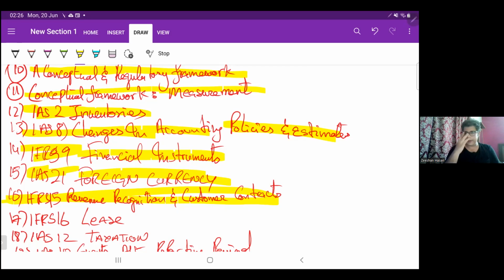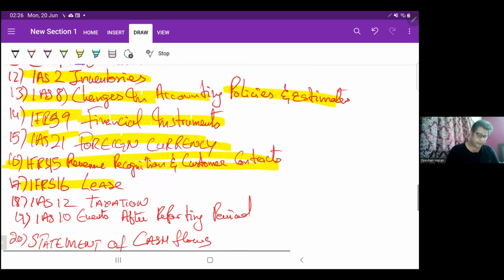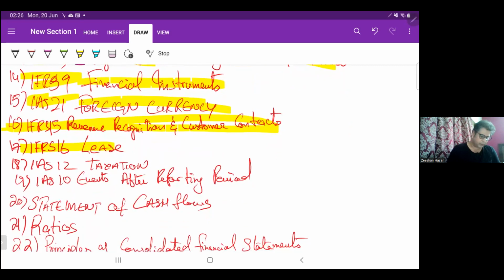What is sale and leaseback? Sale and leaseback and its accounting treatment. IAS 12 Taxation. What is a temporary difference? What is a permanent difference? Their accounting treatments. Then IAS 10, events after the reporting period: what are the adjusting events, what are non-adjusting events.